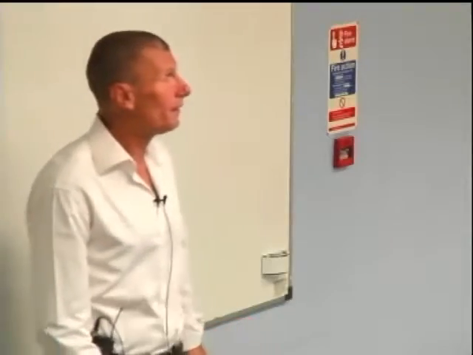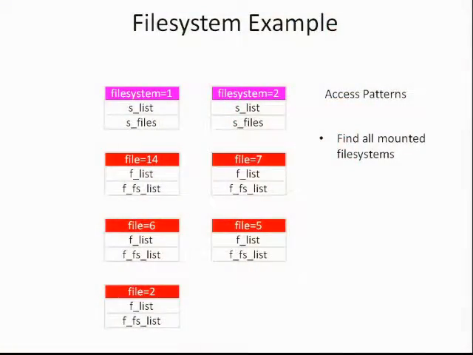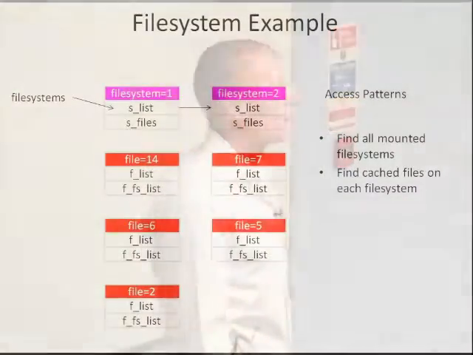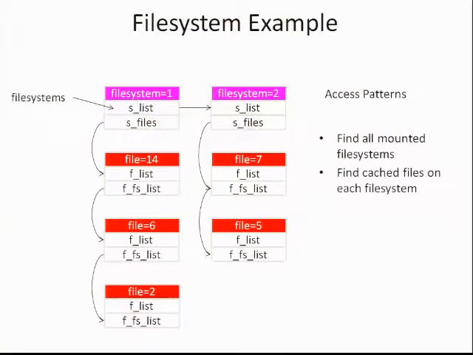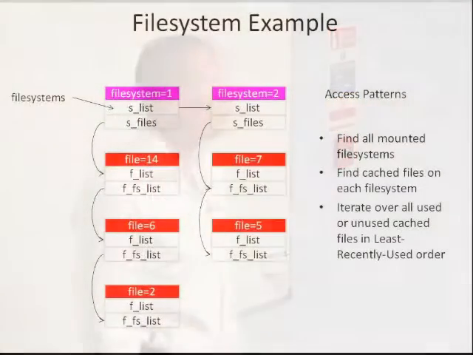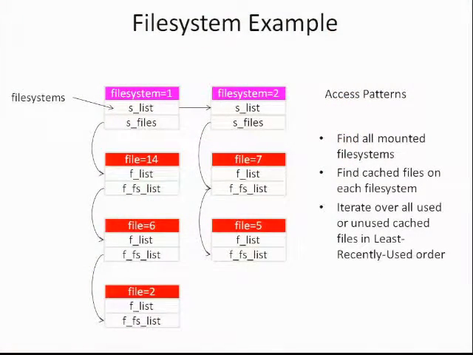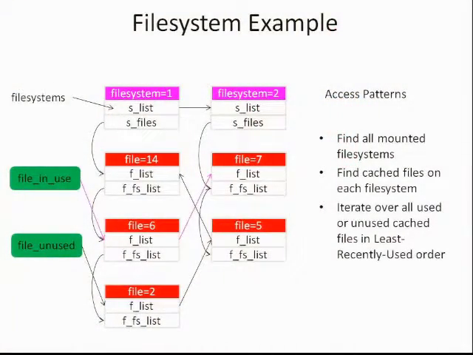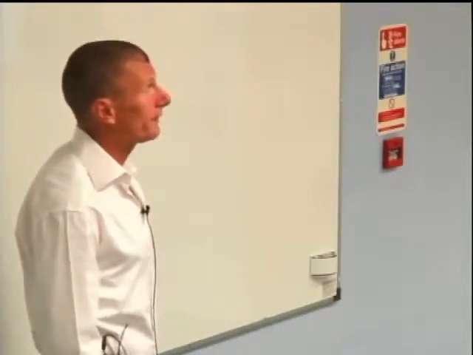So for example, if you want to maintain this access path of finding all the mounted file systems, you go over this one linked list. If you want to maintain the cache files of each of the file systems, you go on the second linked list. And if you want to iterate over all used and unused files in the list of recently used, then you go to this one linked list here and this other linked list here. So they maintain this list of recently used files. And why is it like this? Because they want to maintain something like a cache or memory, so that they evict something from the memory when they don't need it. So that's the file system example.